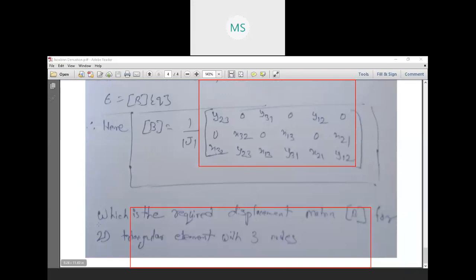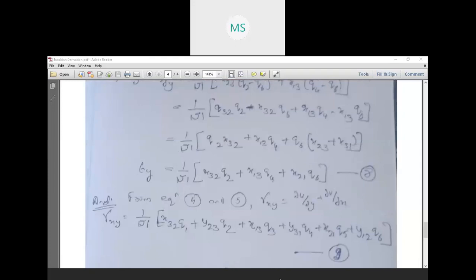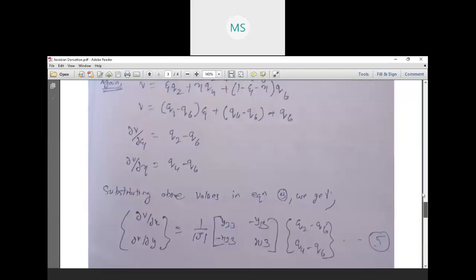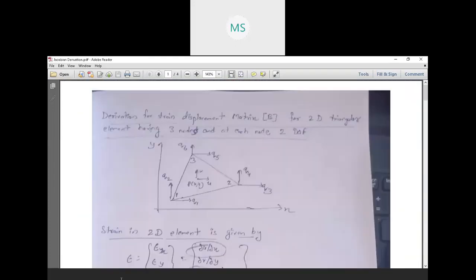This is your final. So what I have written in the last, you can check out, which is the required displacement matrix for a 2D triangular element having 3 nodes and 2 degrees of freedom at each corner. Okay, so it's very simple. I will just summarize it. Within 2 minutes I will summarize.